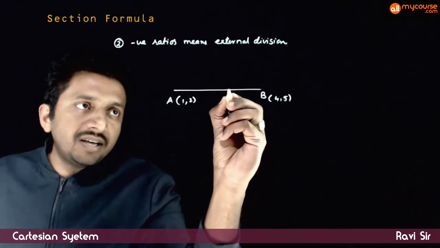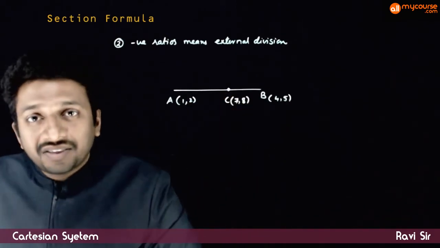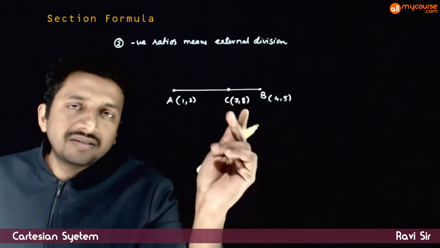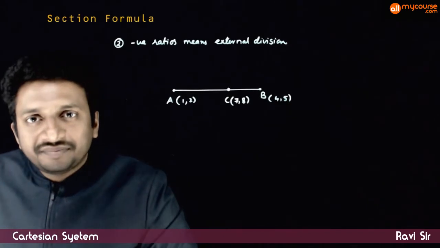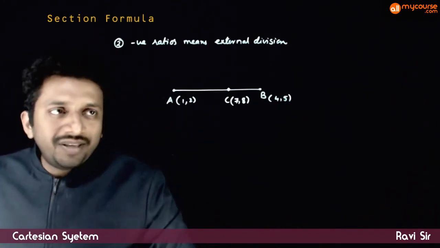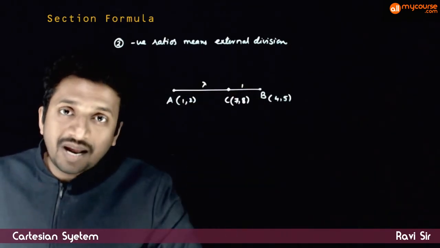For example, if you're given 2 points A and B, one is (1, 2) and the other is (4, 5). Now you're given a third point which is (7, 8). You're asked to find the ratio in which C divides AB. So initially we assume that the ratio is lambda is to 1.